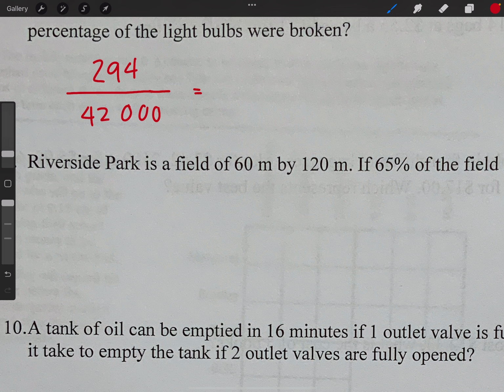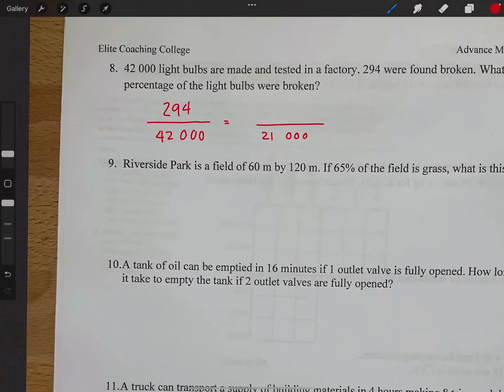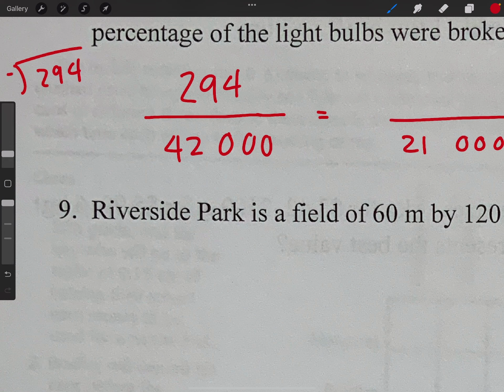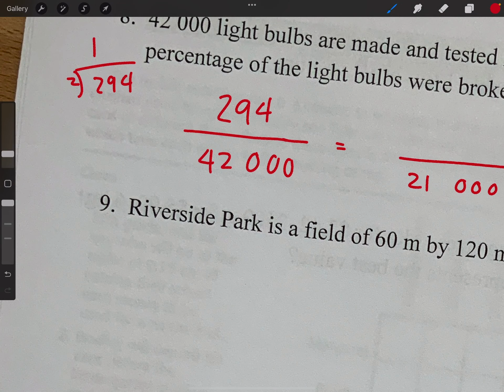So I am going to divide them by, let me see, always divide it by 2 first, so this will be 21,000. Now we're going to take 294 divided by 2. You're going to get 1, that's 2. You're going to get 4, that's 8, and then 7. 147. Okay.